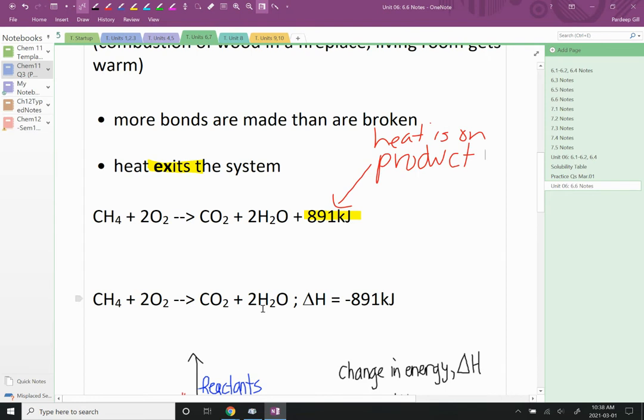Now, another way you might see exothermic reactions written, you would see this thing called delta H, delta meaning change in energy, and it's set off to the side of the equation. And it's saying here delta H is negative 891 kilojoules. Because you see that negative, you would assume then heat is given off.